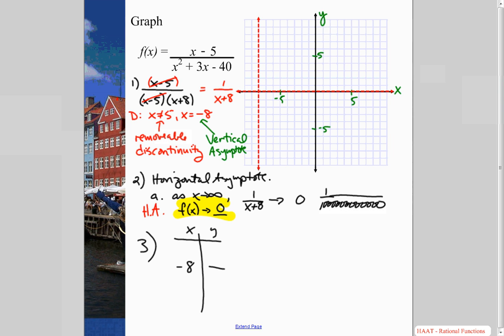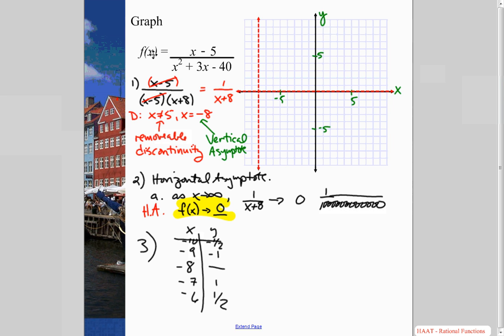All right, -8 can't go anywhere because you're going to get 1 over 0. So I would plug in -9, -10, so those are 2 points around it. I would also plug in -7, -6. So when you do this, the -1, you're going to get a -1/2. Plug in -9, I get -1. I plug in -7, and I'm going to get 1/2.